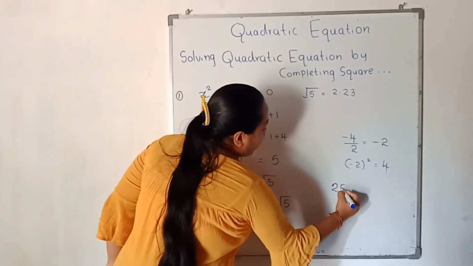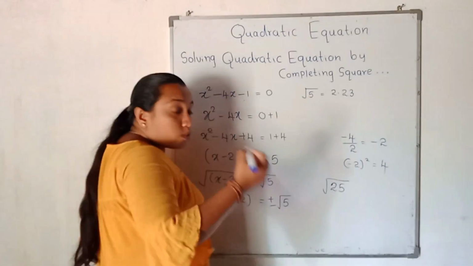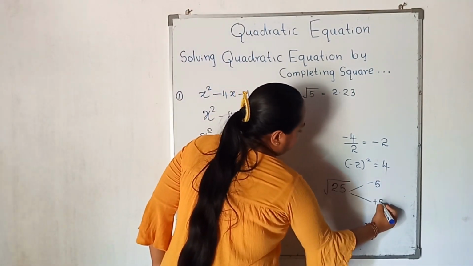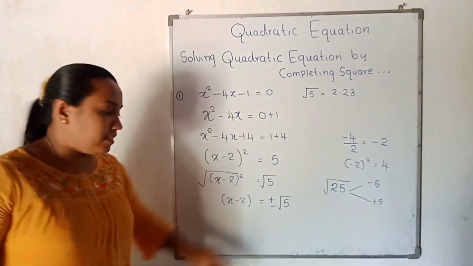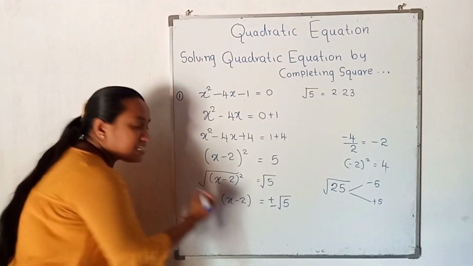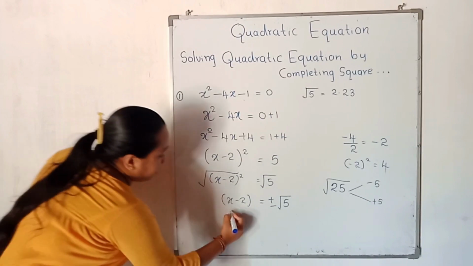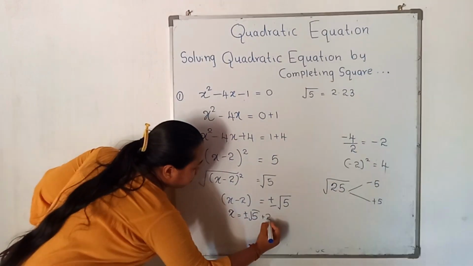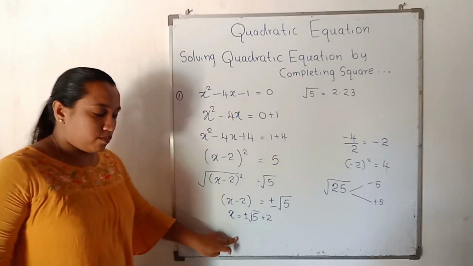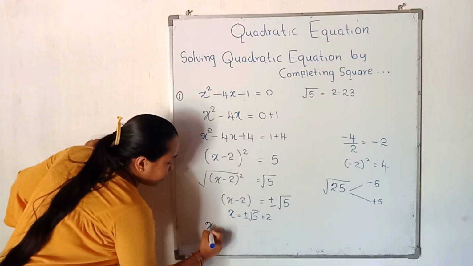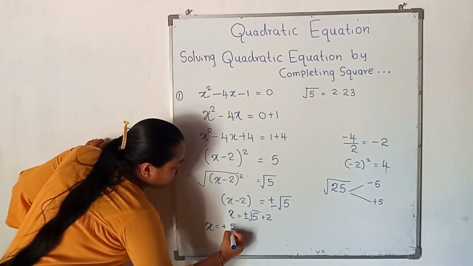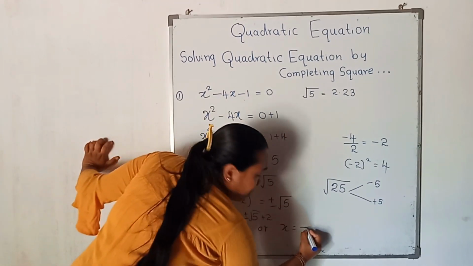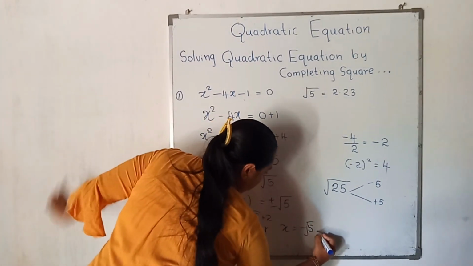The root of 25, what is it? The root of 25 can be minus 5 or plus 5. The same applies in here. Then to make x the subject, 2 goes to the other side. x equals plus or minus root 5 plus 2. There are two values in here. One is x equals plus root 5 plus 2, or x equals minus root 5 plus 2.